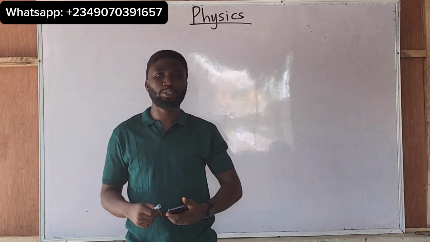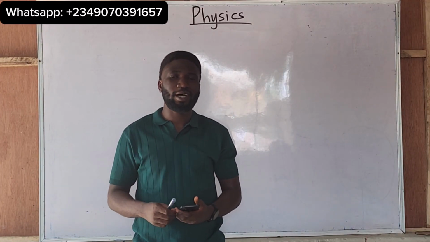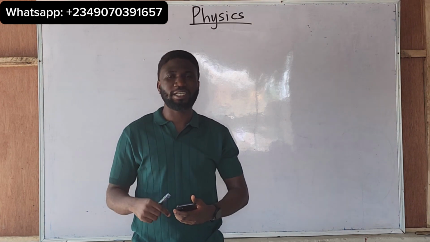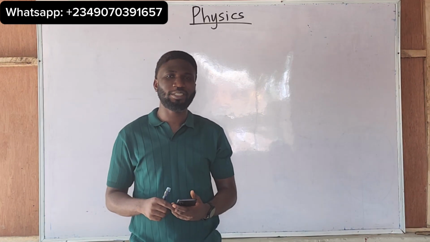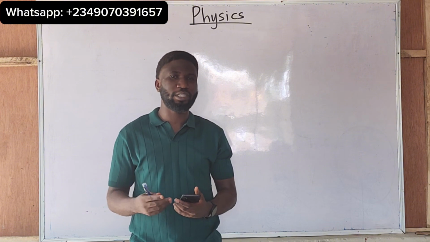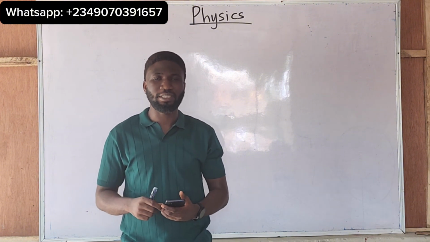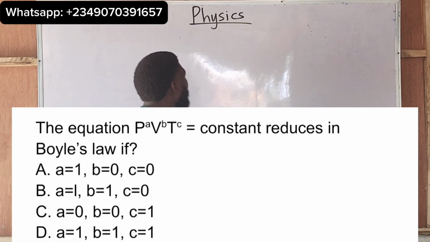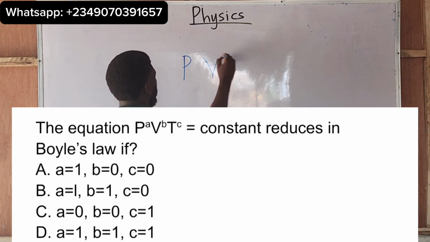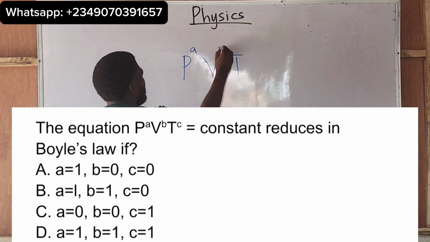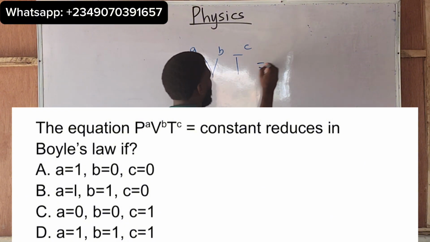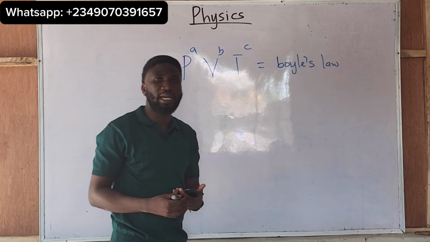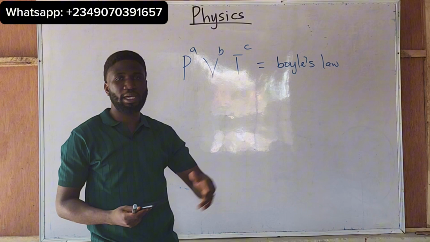It is very possible for you to know how to state Boyle's law as well as Charles' law, but still find it very difficult in answering this kind of question. But in the next 2 minutes, I'll be showing you the very simple way you can use in answering this kind of question. So it says that in the equation, we have P, V as well as T. This is A, B and C, to be Boyle's law. So we are told to find the value of A, B and C.